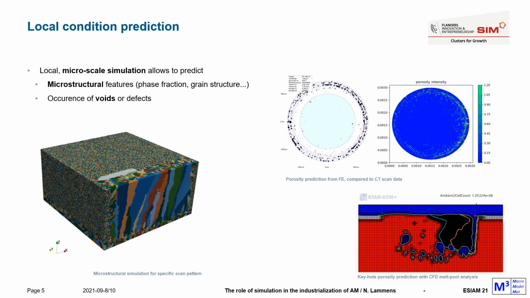Once the thermal history of the component is known, further local microscale simulations allow you to predict microstructural features such as phase fraction or grain structure and the occurrence of voids and other defects. The animation on the left shows a microstructural simulation for a specific scan pattern, while the pictures on the right show the prediction of porosity and a comparison to CT data from an experimental sample. It is known that all of these features can affect the fatigue performance of the material, and therefore it is important to be able to predict them.